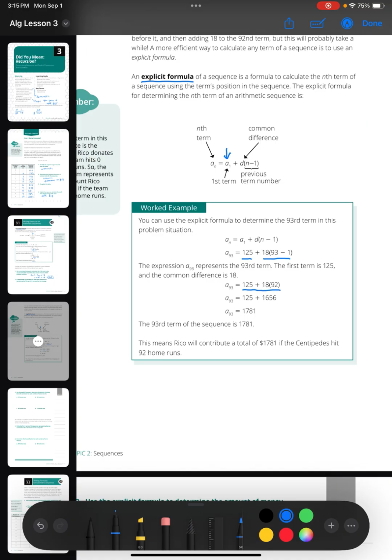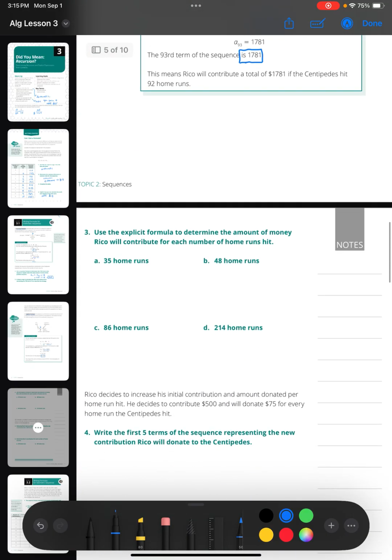And if we simplify that and calculate 125 plus 18 times 92, we're going to get that the 93rd term in that sequence is 1,781. Now, that would take a lot longer to get to by taking the first term and just continuing to add 18 over and over again. So that is the advantage of using the explicit formula. Okay, that's what we're going to explore more in the next few pages.